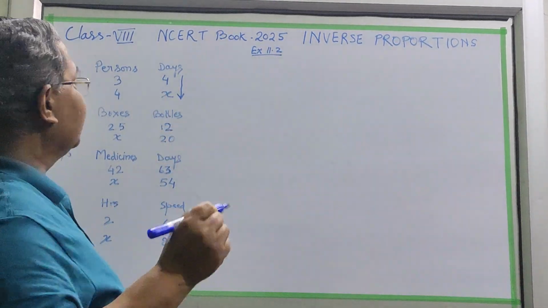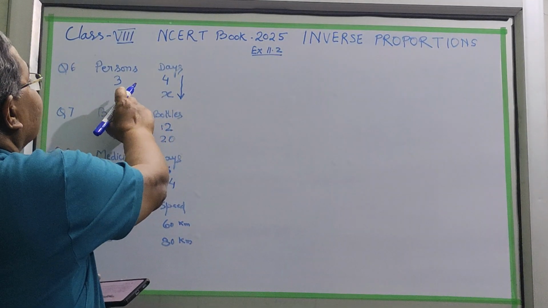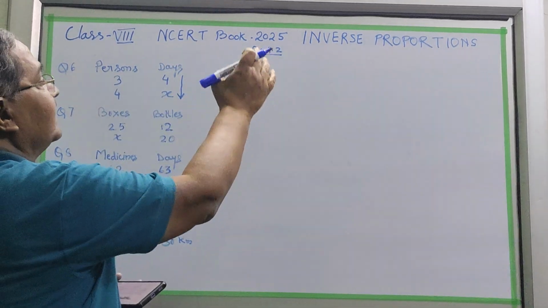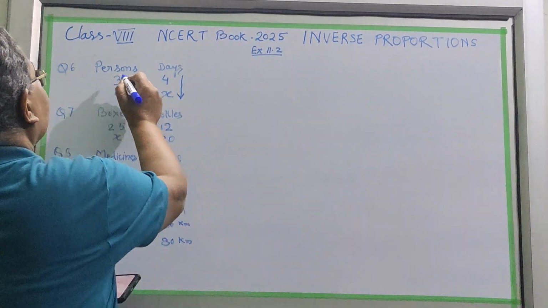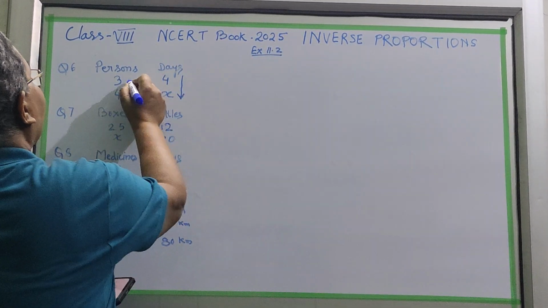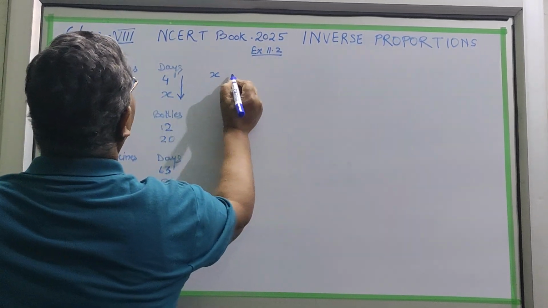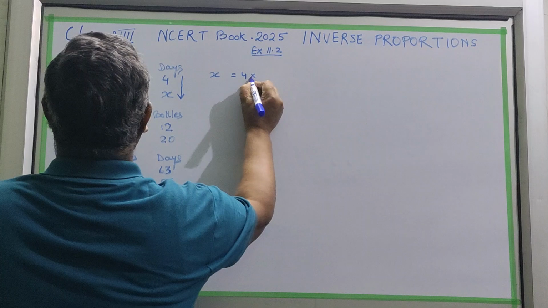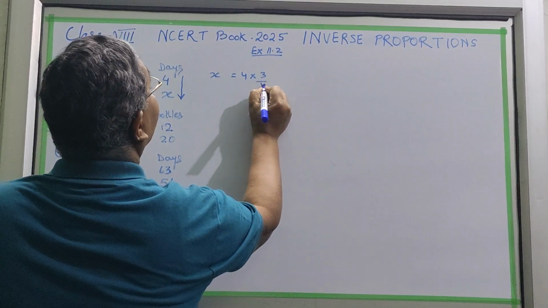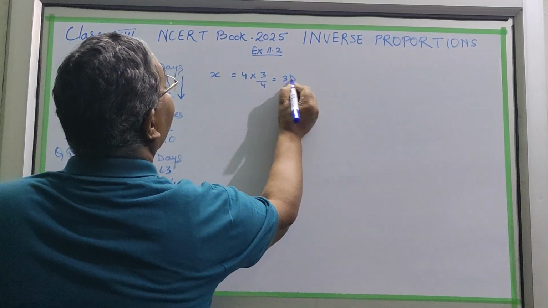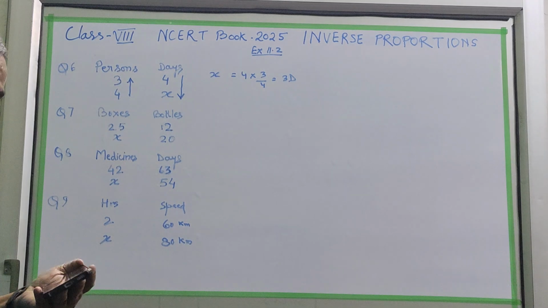Here, in any job, if you increase the number of persons, the days will decrease. It means it is the inverse proportion. Inverse proportion means if the arrow of one is down, the other will be in the opposite direction. So here X is equal to 4 into 3 upon 4, equal to 3 days. Your answer would be 3 days.